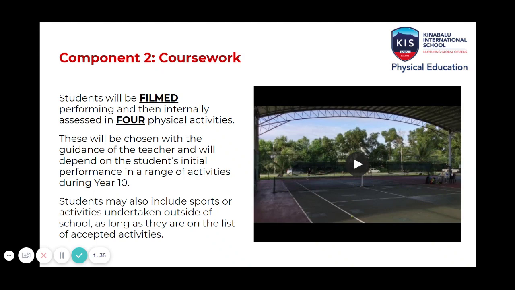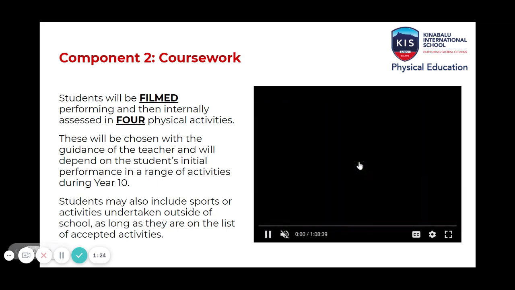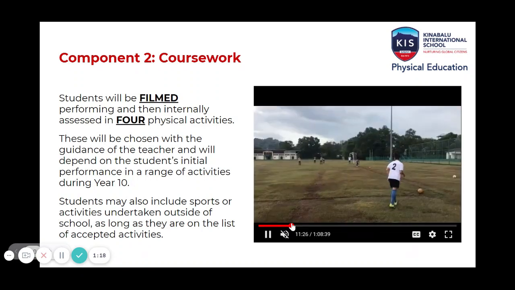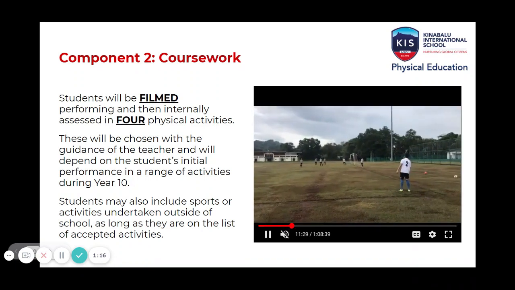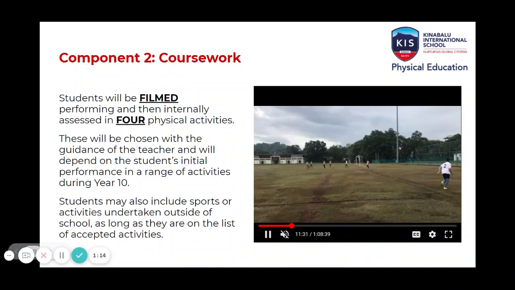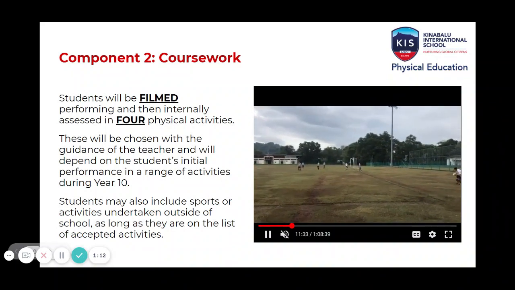What happens is students will be filmed performing in their chosen sports, and this footage is put together in a film, as you can see here, and that footage is sent away to Cambridge to be assessed. It does take a little bit of time and sometimes requires some time outside of school, and we try to do as much as we can in school with the facilities that we have.